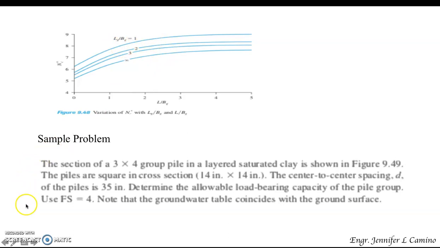The section of a 3x3 group pile in a layered saturated clay is shown in figure 9.49. The piles are square in cross-section. Having this cross-section, the center to center spacing D of the pile is 35 inches. Determine the allowable load-bearing capacity of the group pile. We're going to use Fs equal to 4. Note that the groundwater table coincides with the ground surface.